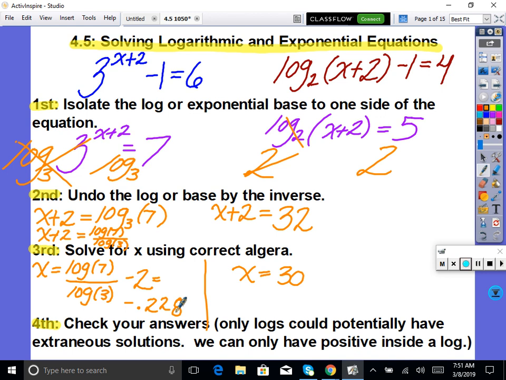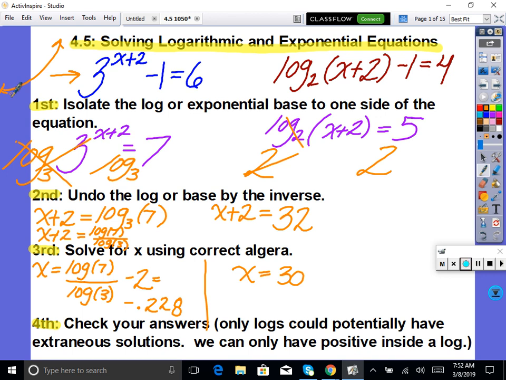Now fourth, we need to check our answers for extraneous solutions. Now people, listen. This should be able to completely click for you. If you go back to the original problem, what would be the domain of an exponential? All real numbers. Remember, an exponential looks like this. It grows left and right forever. Therefore, we can input anything into an exponential equation. Therefore, it is not possible for this to have an extraneous solution.